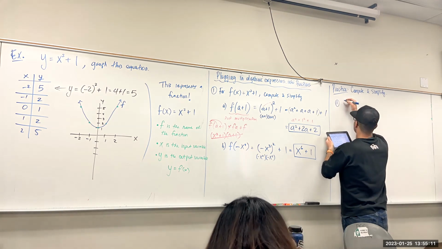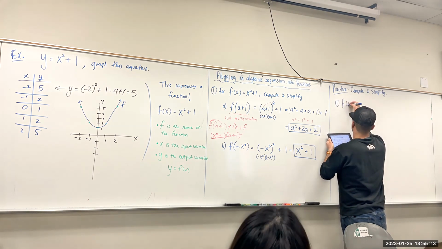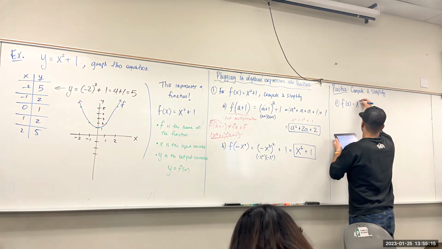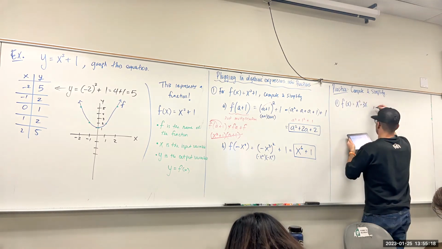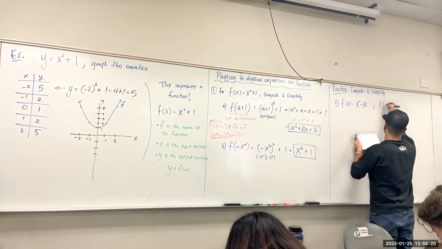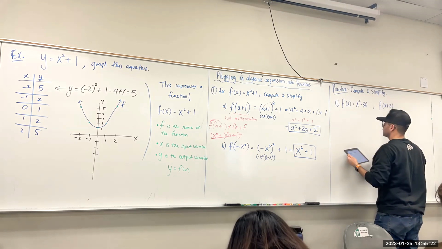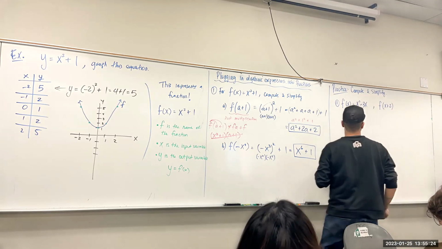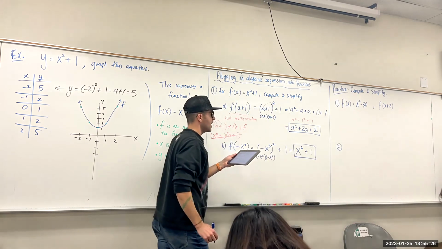Okay, so we're going to use 2 different functions. For number 1, use the function x squared minus 3x, and then I want you guys to compute f of x plus 2. So you're using that function and you're plugging in x plus 2 into it.